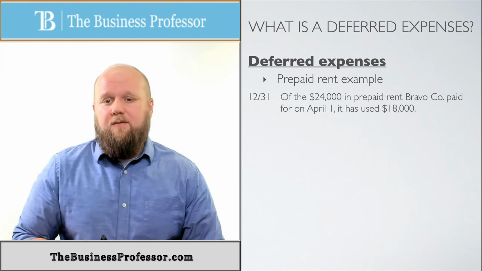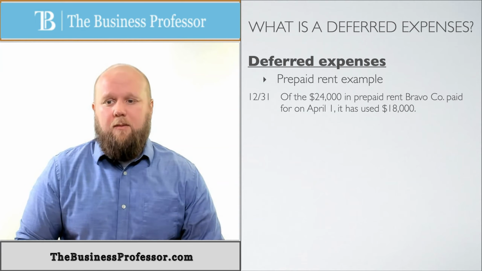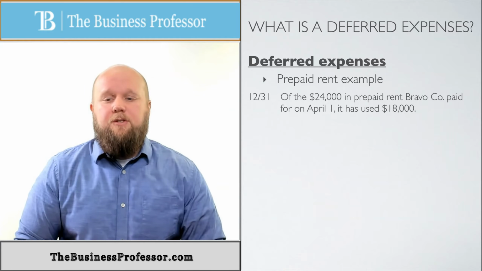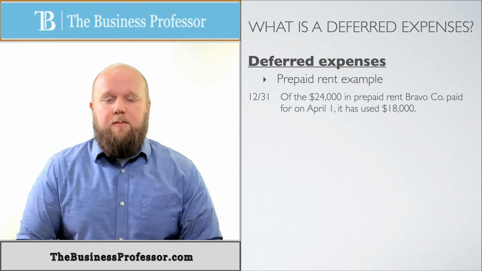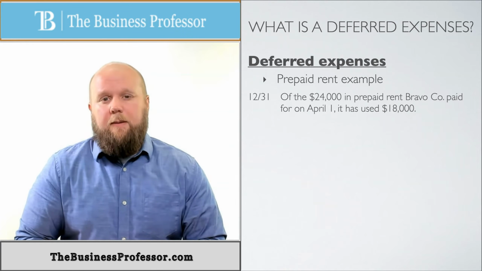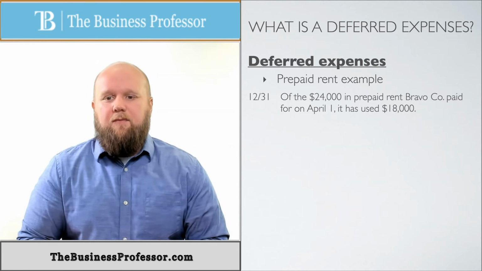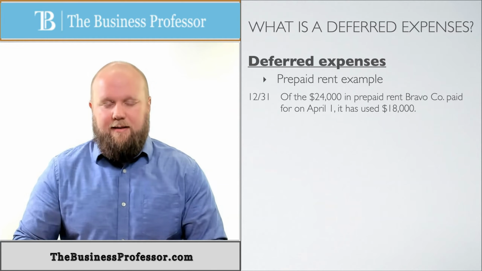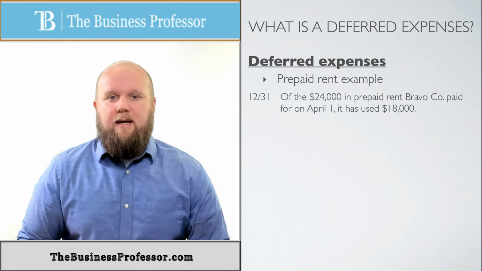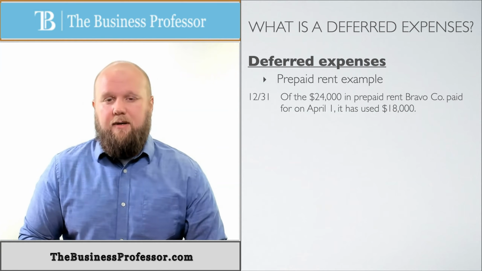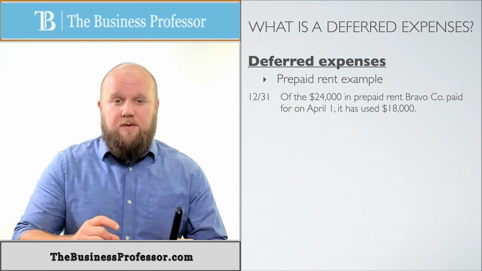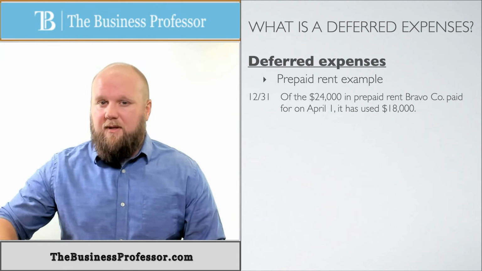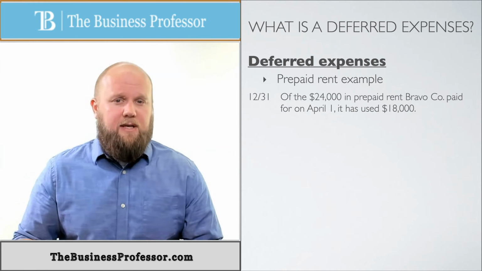We're still using the Bravo Company example. It says, of the $24,000 of prepaid rent Bravo Company paid on April 1st, again, that was an example from the last one, it has used $18,000. So pretty much what we did is we said we're going to prepay $24,000 up front for rent. And then over time, we're going to start using that rent, month after month. But instead of doing a journal entry that takes it out of prepaid rent and puts it into rent expense every single month, we'll add them all up, defer that expense until the very end, and then just do one big journal entry.